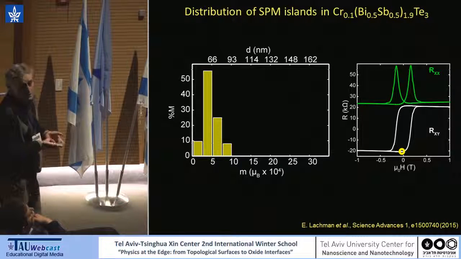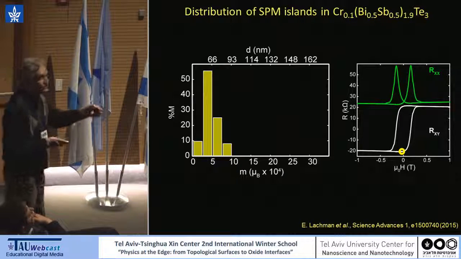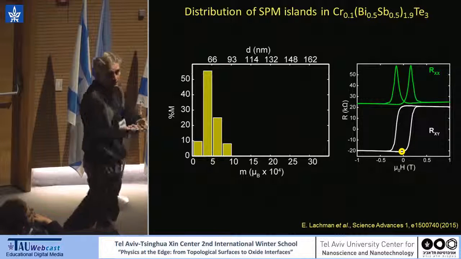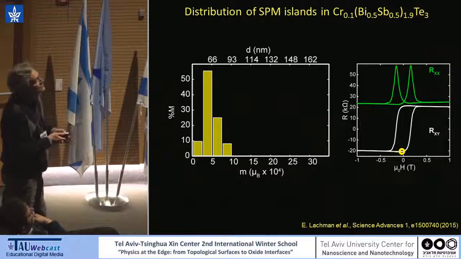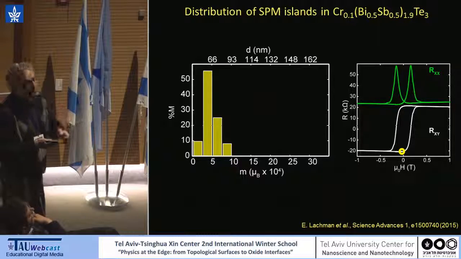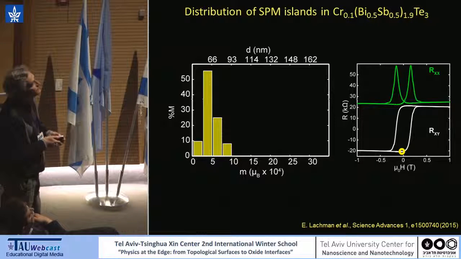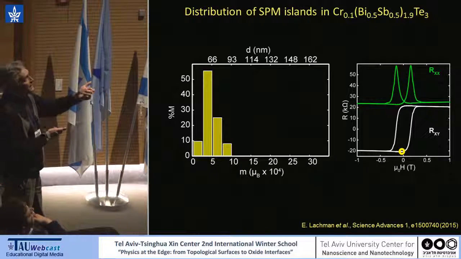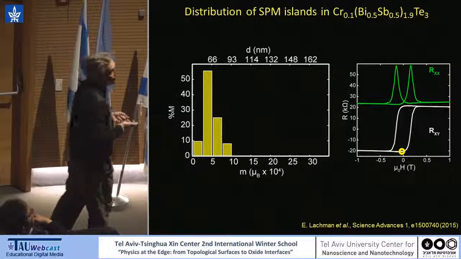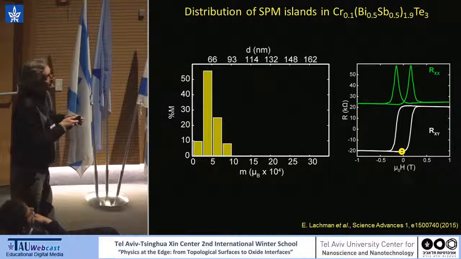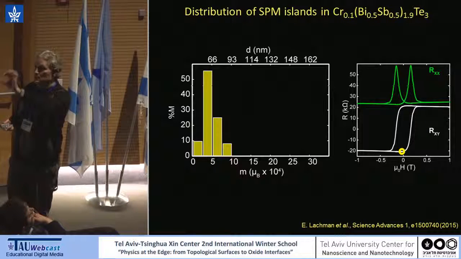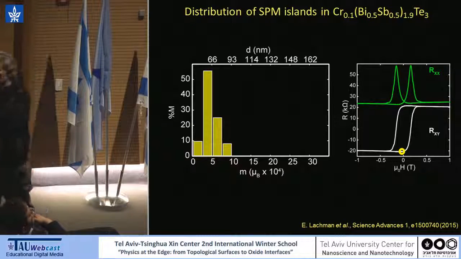Now we can again do statistics. Each event we can quantize, and we know exactly what the magnetic moment of each flipping island is. It's typically a few times 10 to the 4 Bohr magnetons. Knowing our chromium concentration and 3 Bohr magnetons per chromium, we can translate it into physical size, assuming it's uniform over the entire thickness.